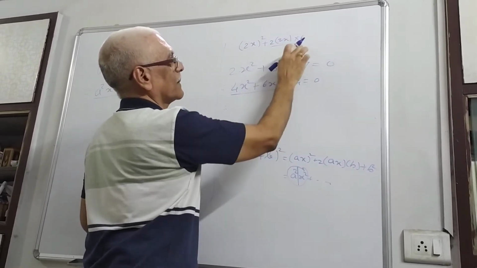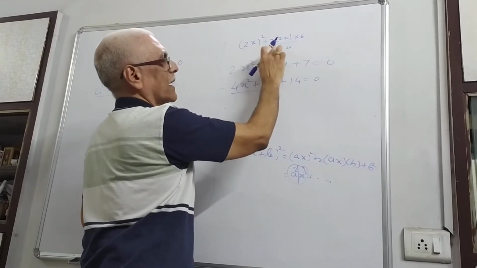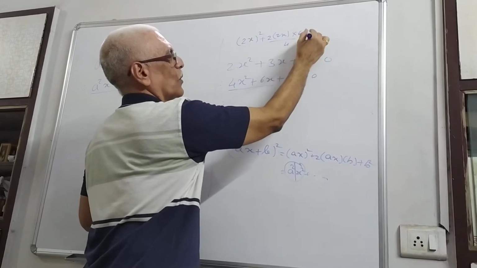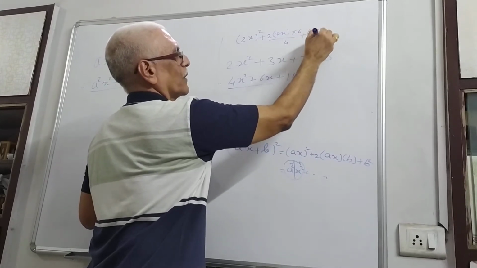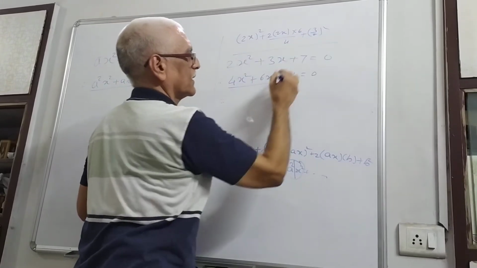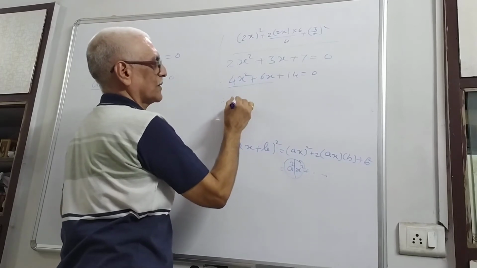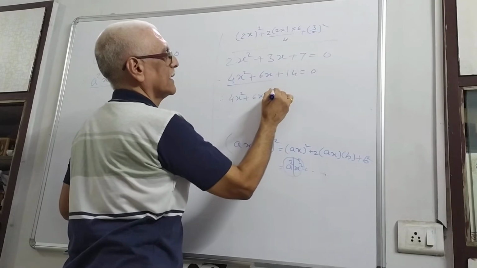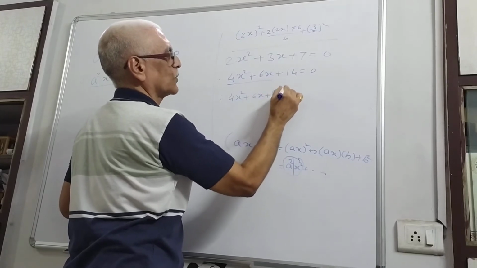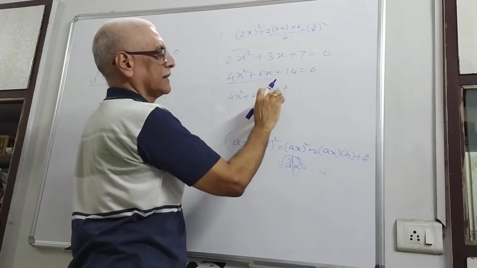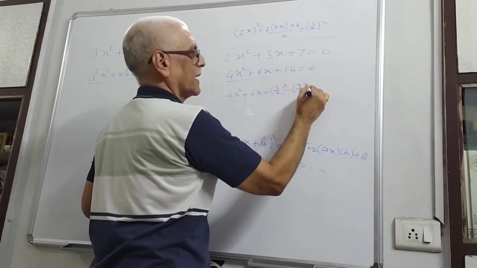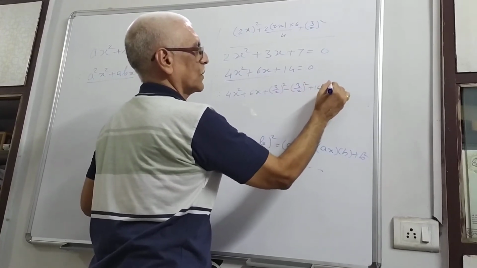And what is the last term required? This is first term square, 2 times first term into second term, and this is the second term square. 6 upon 4 is 3 upon 2. So this is (3 upon 2) square. This will be required for completing the square. So here you will write 4x square plus 6x plus (3 by 2) square, so as to complete the square, and this is extra written, so we have to subtract this. So minus (3 upon 2) square plus 14 is equal to 0.